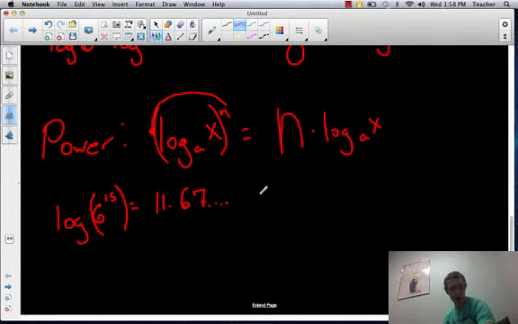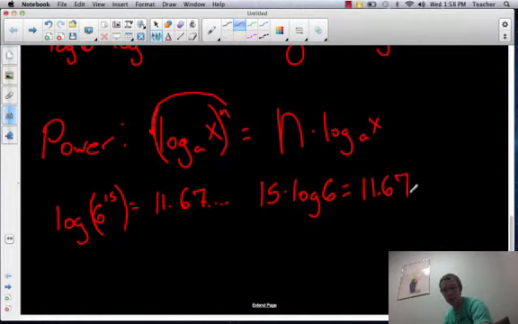Now, if we were just to go 15 times log of 6, once again, I'm using common log so I can plug this into my calculator real easy like, this is going to end up being 11.67 as well.